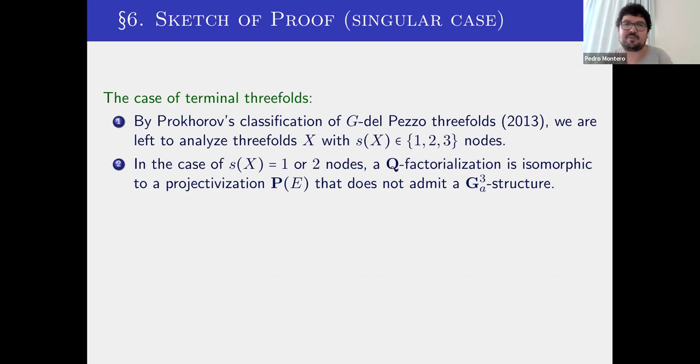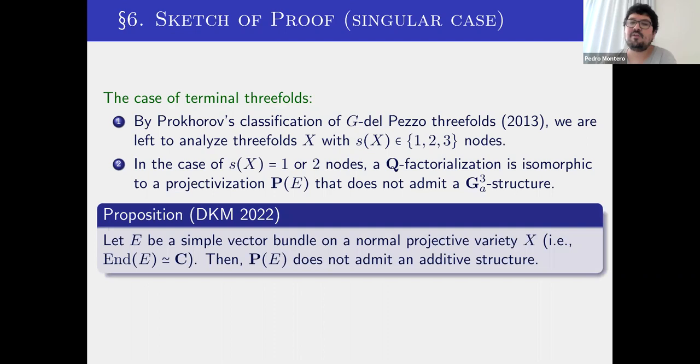It's a fancy word. I want to explain it, but it's a birational map. And you get another variety, which is smooth in this particular case. And this is the projectivization of a vector bundle. And we show that this variety is not additive. And in order to show this, we use this result, which I think is interesting by itself: if you have a normal projective variety and a simple vector bundle, simple meaning, as you may know, that the only endomorphisms are dilatations, right? Homotheties. This is simple.